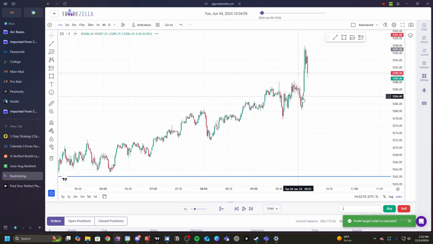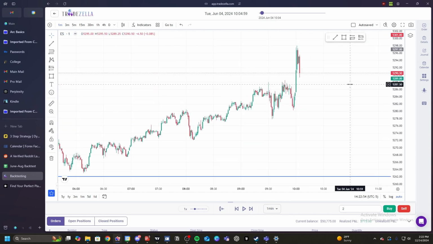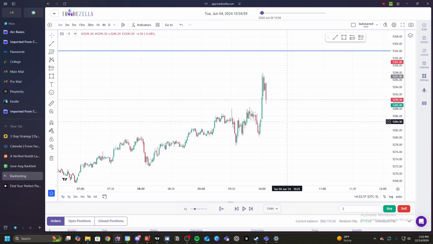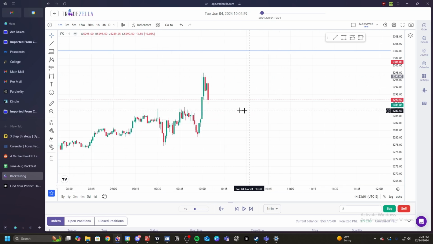All right, so it looks like we're actually pushing higher here. We have this 1 minute bullish FVG.